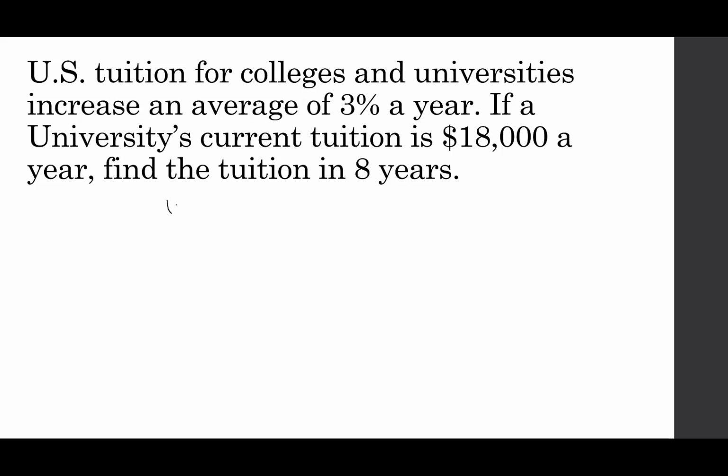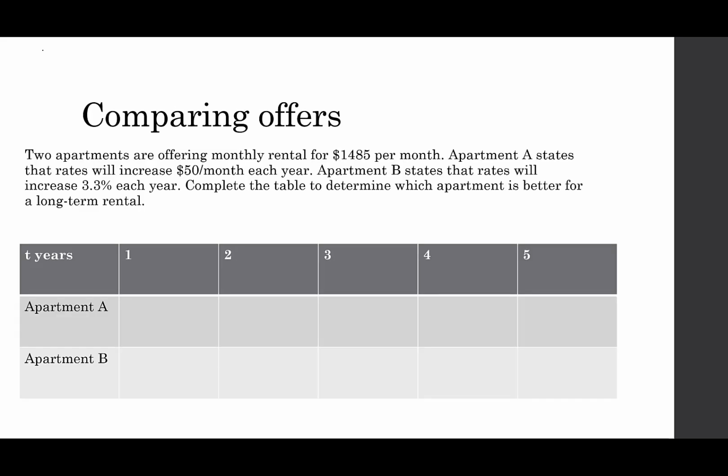So we say y is equal to, we have our initial amount, $18,000. This is a growth. It's 3%, so you know what we're going to do. We're going to do 1 plus 0.03, which is 1.03, and then the time that's going by is 8 years. So this says in 8 years, the tuition will be $22,801.86.